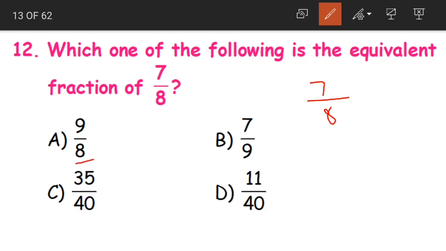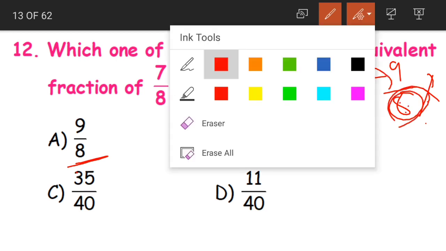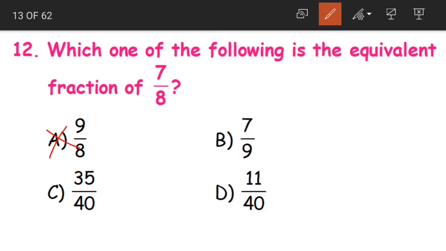Now what does equivalent fraction mean? Both the numerator and denominator should be multiplied by the same number. Now if you take 9 by 8 for example, can 7 by 8 be equal to 9 by 8, children? No. Here the denominator is unchanged, so the numerator should also have been the same, but it's not the same. So option A is wrong.